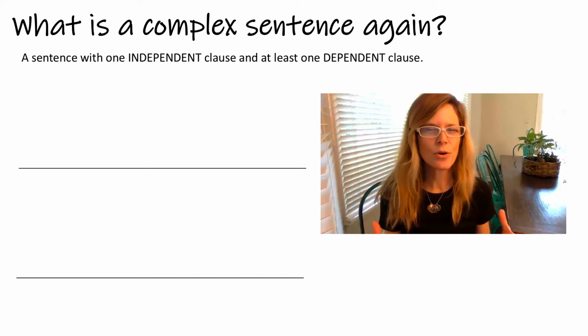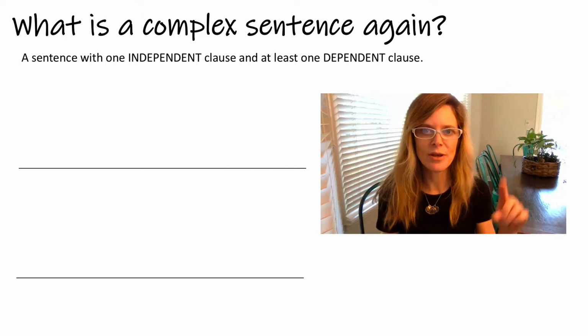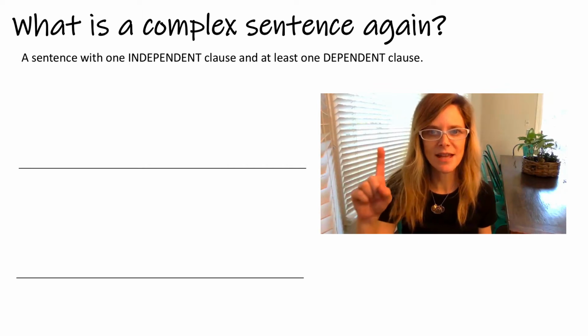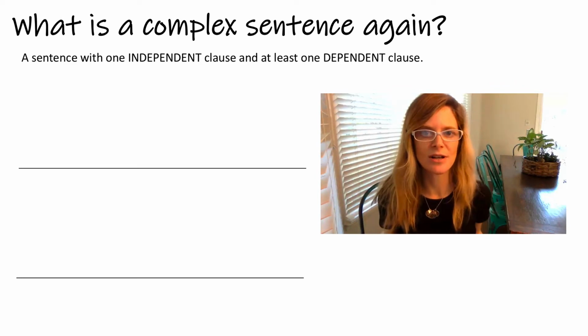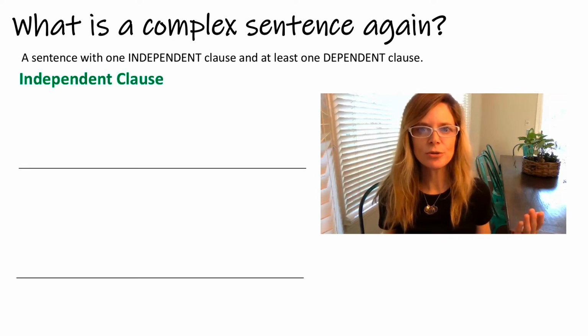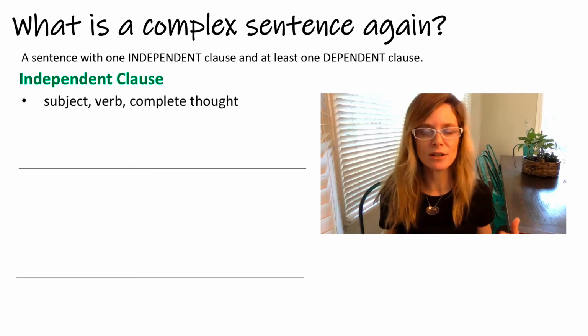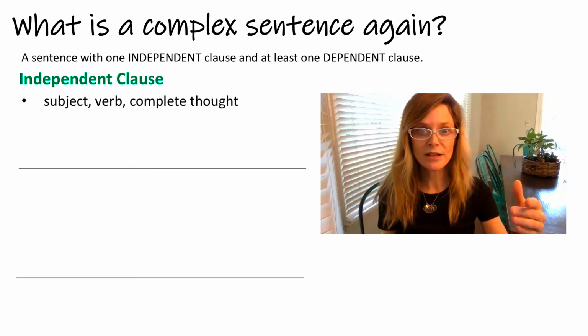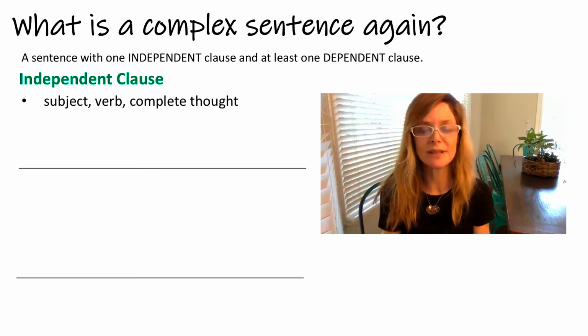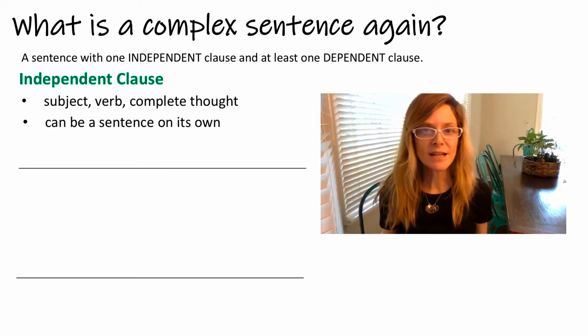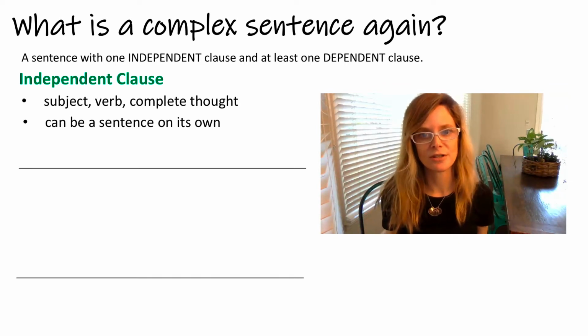Let's learn. Okay, so what is a complex sentence again? A complex sentence is a sentence with one independent clause and at least one dependent clause. Let's review an independent clause. Well, an independent clause needs a subject, a verb, and it has to be a complete thought. And an independent clause can be a sentence on its own. So a sentence is an independent clause if there's a subject and a verb and it's a complete thought.